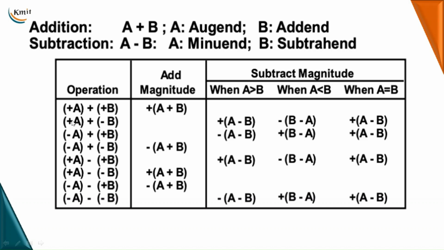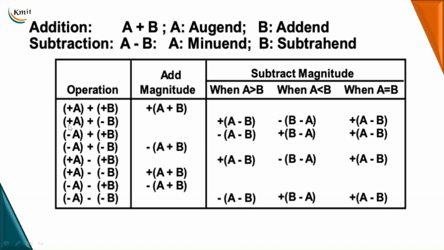So let's see the first one, where the first operand is a positive value and the second operand is a negative value. In that case, you have to check if A is less than B, or A is greater than B, or A is equal to B. So one operand is positive and the second operand is negative, we have to check if A is less than B, greater than B, or equal to B.